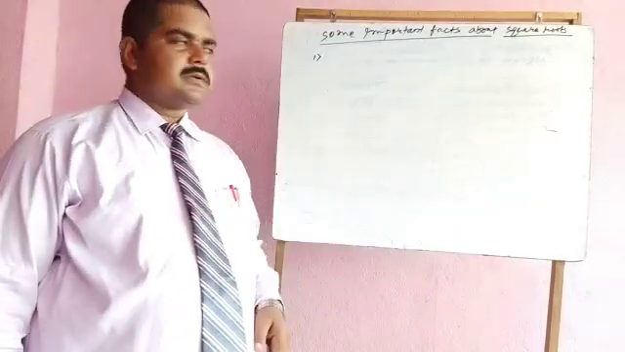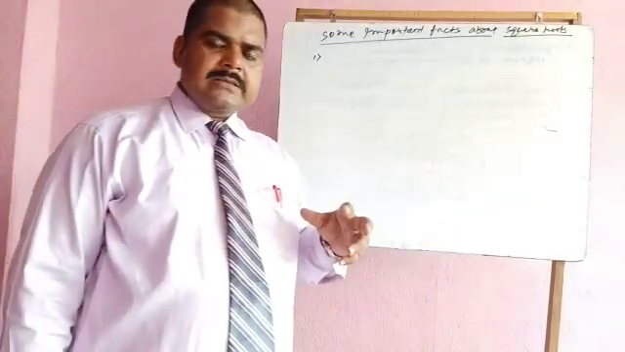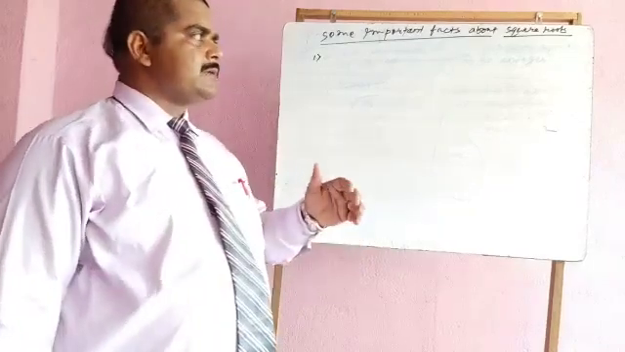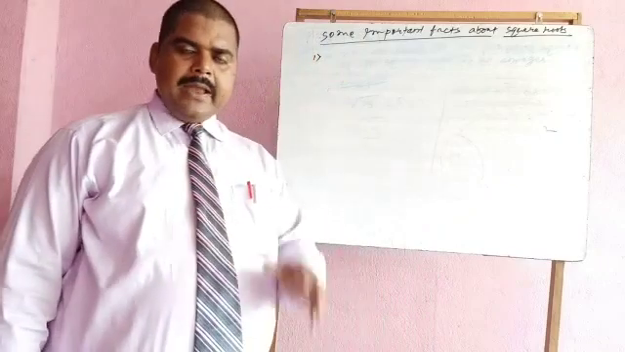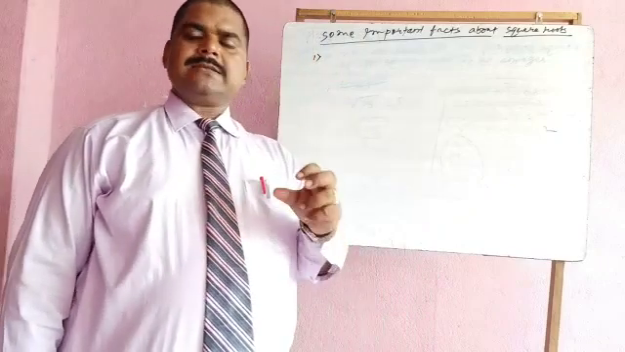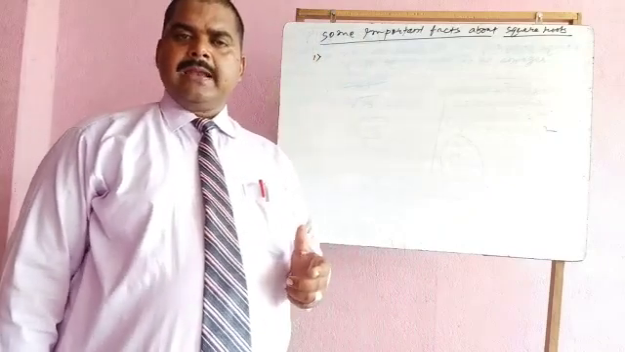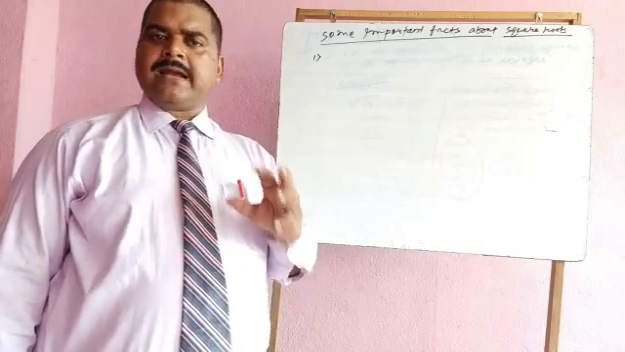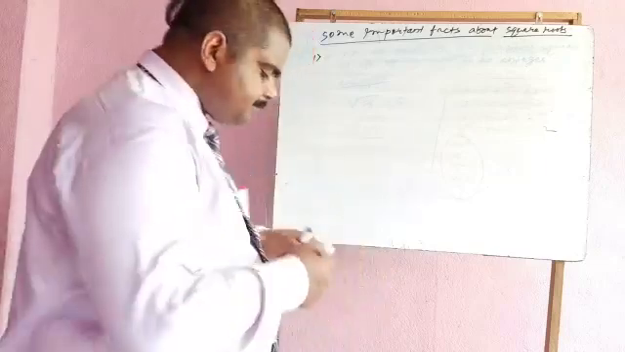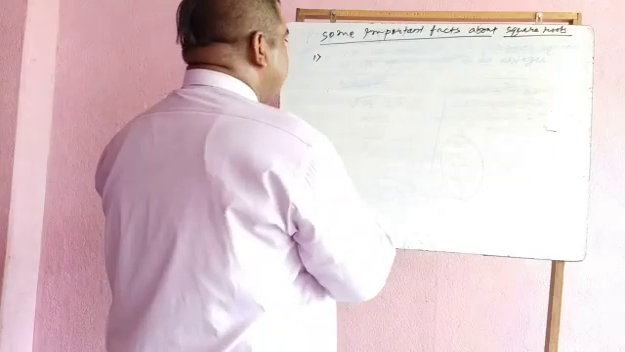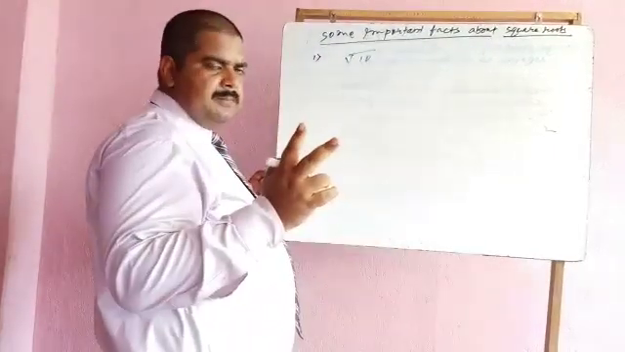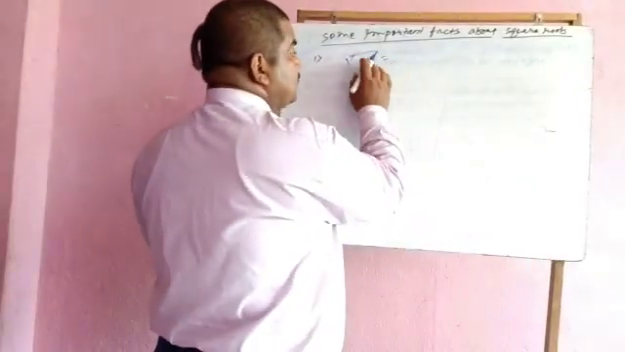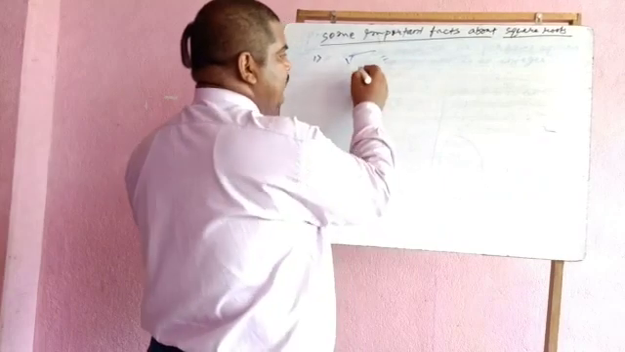My dear students, I am going to discuss some important facts about square roots. First, I discuss what would be the number of digits when you find the square root of a number. For example, if you find the square root of 10, this is a 2-digit number, its square root cannot be possible.